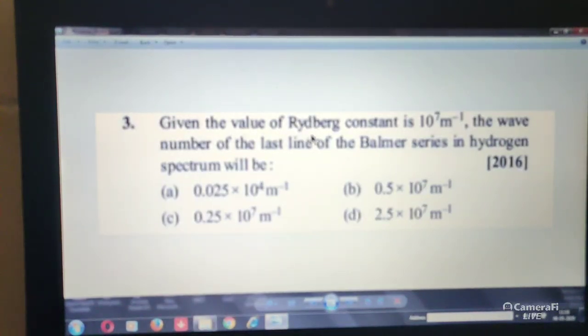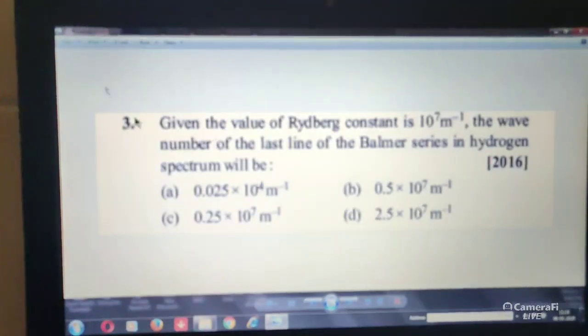Given the value of the Rydberg constant 10 power 7 per meter, find the wavelength of the last line of the Balmer series in the hydrogen spectrum. See that, even comparing with the previous question, it is so easy. Even the same model is repeated. In the previous question they asked a ratio, but here they are asking directly. Here also it is the last line. So I hope you found the answer.